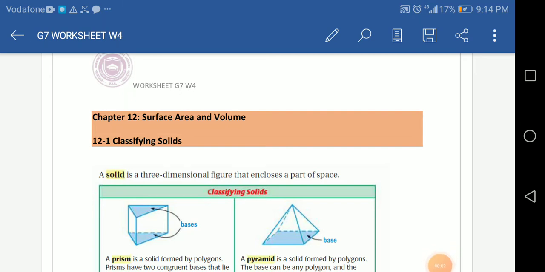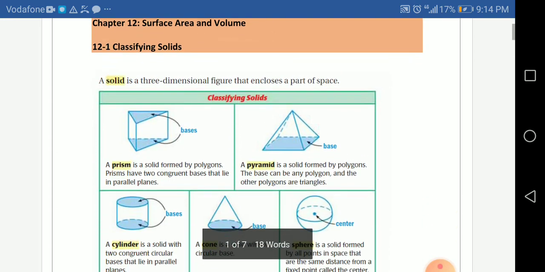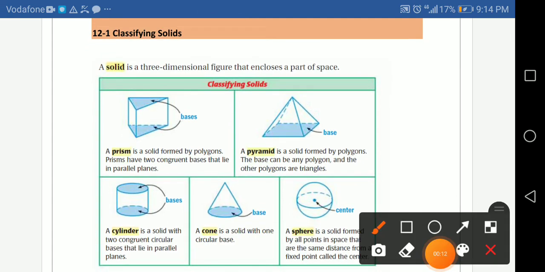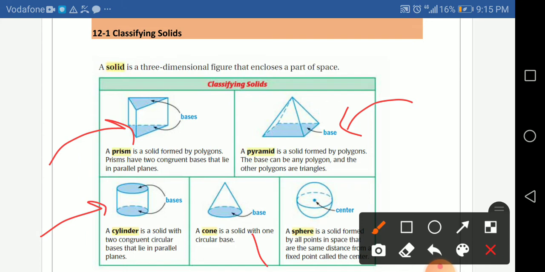I hope you're fine. Today we are going to have a new lesson. It's about classifying solids. So we have here chapter 12, surface area and volume. Remember, this is the solid. The solid here consists of three-dimensional figures that are enclosed. So we got here the prism, remember, and I got here the pyramid. This is the cylinder, this is the cone, and this is the sphere.